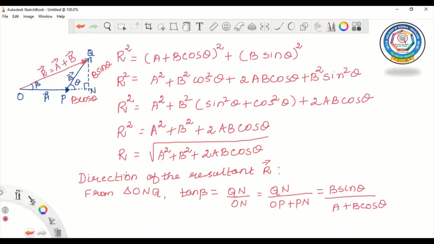Okay. So when two vectors, A vector and B vector, are inclined to each other at an angle theta, by using triangle law of vector addition, we can find the magnitude and direction of the resultant. The magnitude of the resultant can be calculated by using this formula R is equal to root of A square plus B square plus 2AB cos theta, and its direction can be calculated by using the formula tan beta is equal to B sin theta divided by A plus B cos theta.